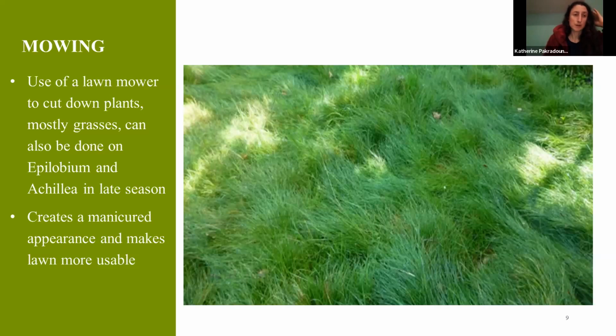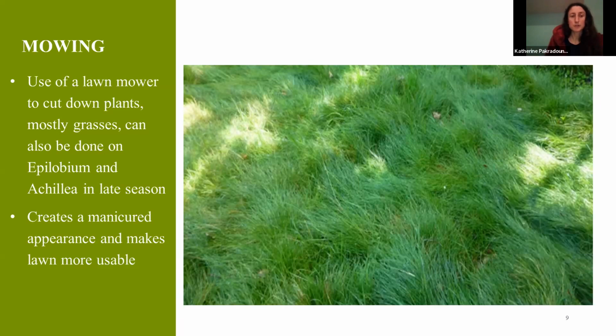Cutting down plants, mostly grasses, but could also be done to epilobium. Those are our fuchsias and achillea in late season. So you can actually mow these things. You can also just coppice them. We'll talk about coppicing. That's a similar outcome, but obviously you're not using a mower.